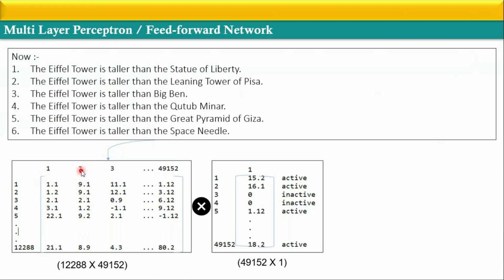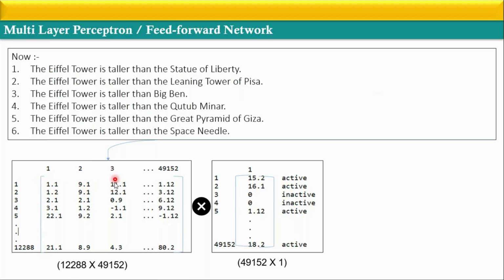Now this information which is available in terms of the rows and columns, or in terms of matrix, will be multiplied, or we will be having the dot product of this information. What we got from the previous step: the previous step is having the active and inactive neurons. Now once the matrix multiplication happens, this particular token vector will be multiplied by this one, and this particular vector will be multiplied by this one.